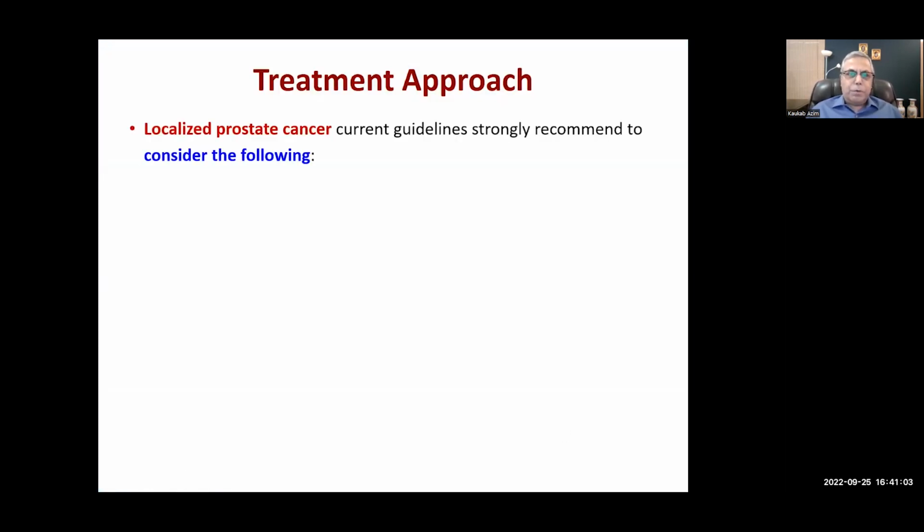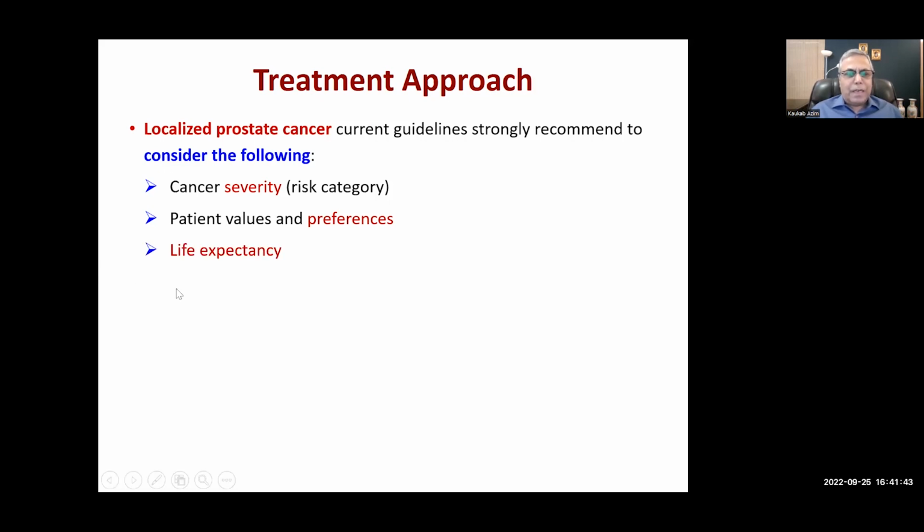Now, a treatment approach. We will look at localized prostate cancers, which have not invaded the prostate capsule, which have not gone into the seminal vesicles, which have not metastasized. We assign a risk category. We look at the cancer severity, like the Gleason score, the type of cells, how much changed they are, how poorly differentiated they are. Then we have to look at patient values and preferences. We have to consult the family. We have to look at the life expectancy.